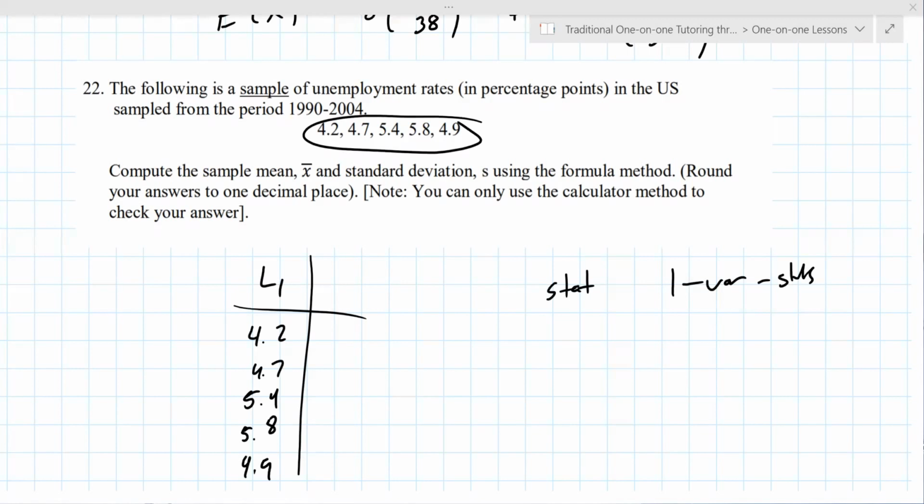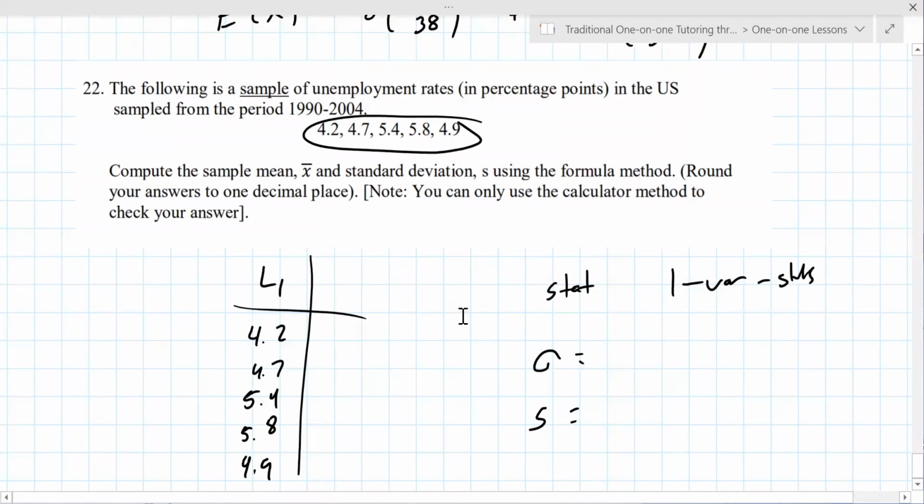Because there's two standard deviations it'll give you. It'll give you sigma, and then it'll give you S below it. You want the S below it. Okay, do I put anything into, what do I put into L2? Nothing. Nothing? Nothing. Okay.